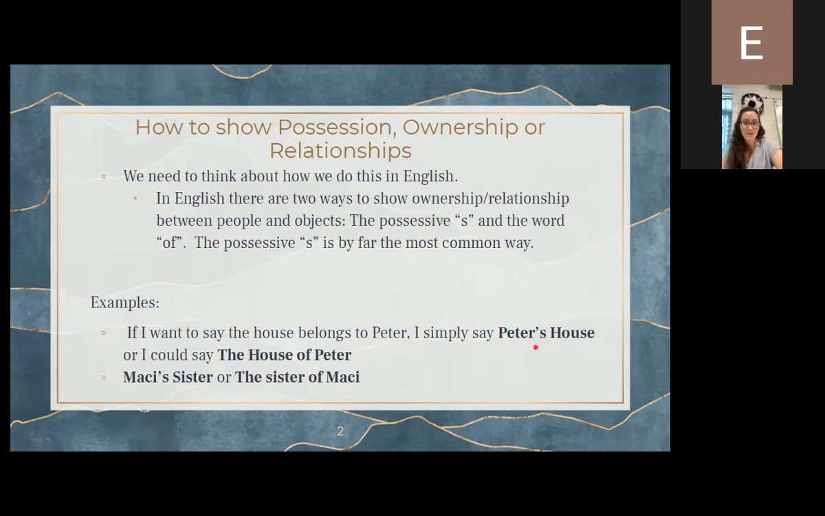The second way that we can show possession sounds like a little bit old-timey. It's a little bit fancy, upper crust, if you will. So that's by using the word of. So if I said the house of Peter, it's the same exact idea. It's just presented two different ways. They both show ownership. So Peter's house with the possessive S, or the house of Peter. Another example showing a relationship, Macy's sister, or the sister of Macy. So that stuff is pretty basic.